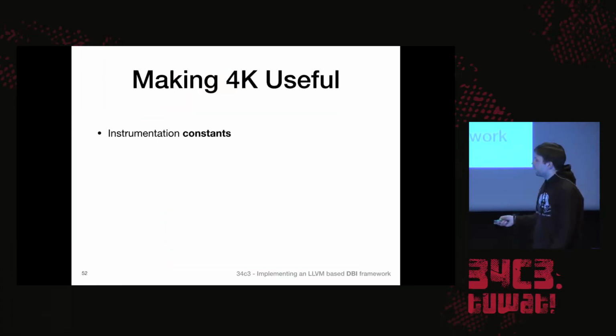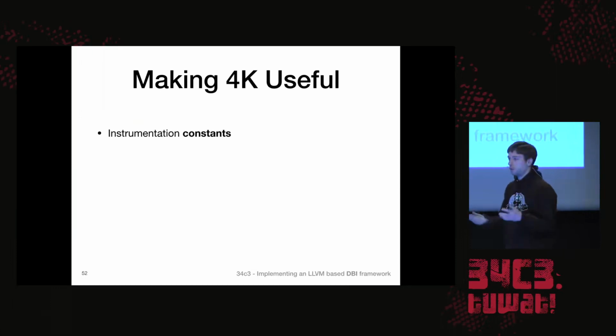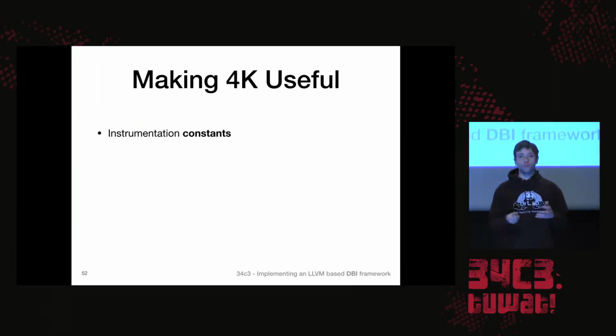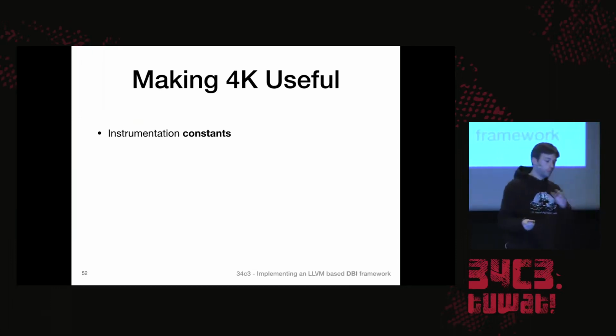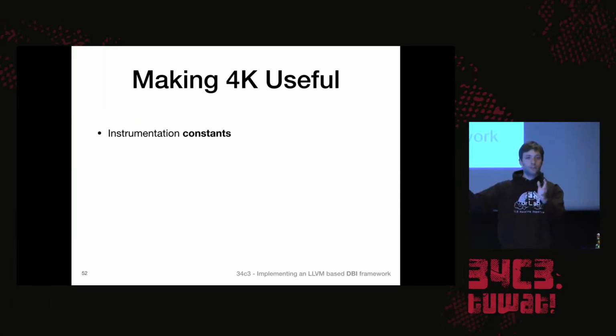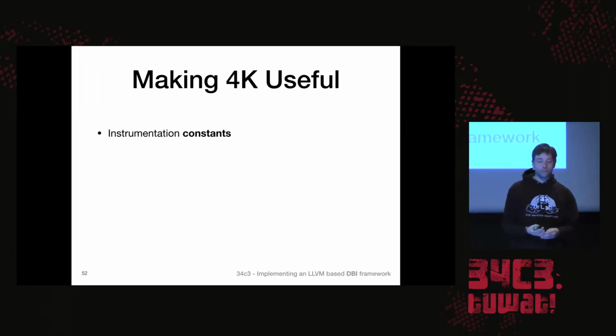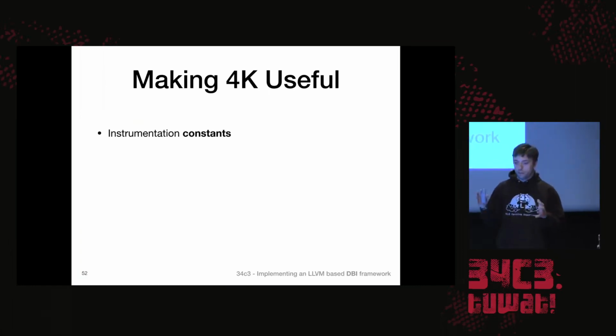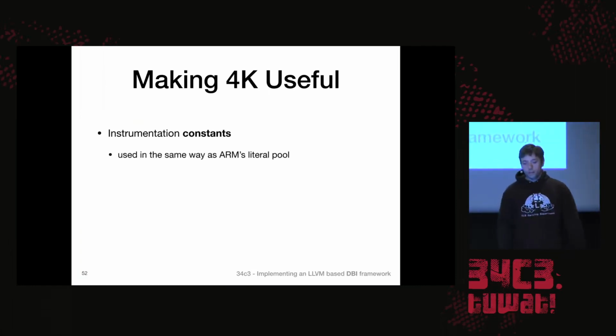So the instrumentation constant, you've seen in the patch example that we wanted to replace the program counter and load a constant. This works very well on x86, where you have a MOV with a 64-bit immediate into a register, because it's a CISC instruction set. But under ARM, you're very limited in the size of the immediate you can load into a register. So basically, we use this constant space in the same way as the ARM literal pool.